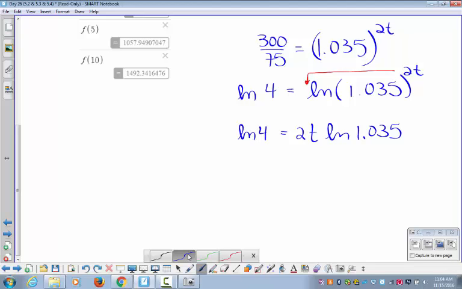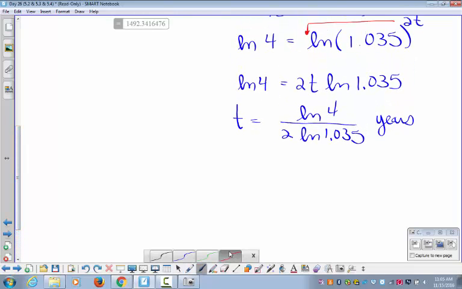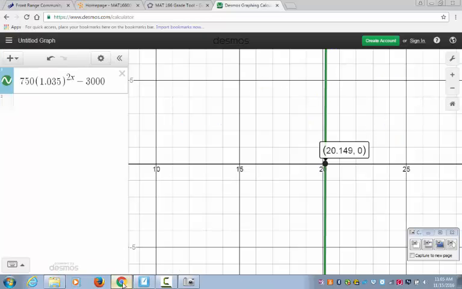Once it's linear, all the constants go to one side. So here, we're just going to divide. So t equals natural log of 4 divided by 2 natural log of 1.035. That is the exact number of years. That is an exact answer. That's not an approximate answer. And the approximation then, which is what Desmos was showing us, we type it into our calculator and find it, and we got 20.15 if we round to 2 decimal places.